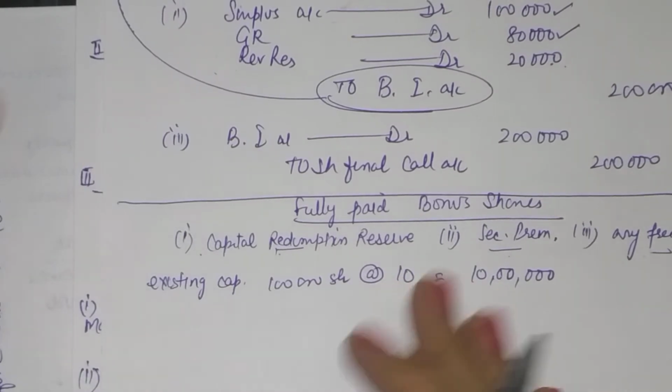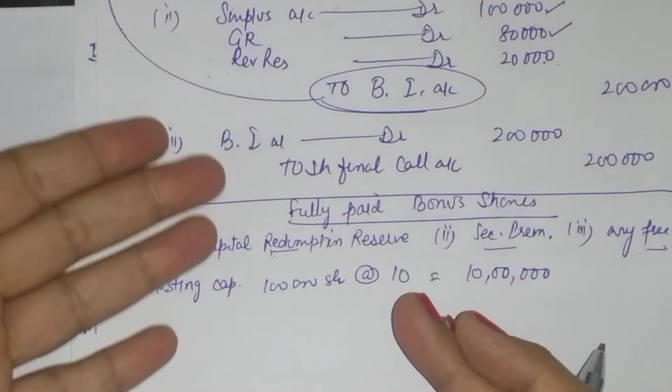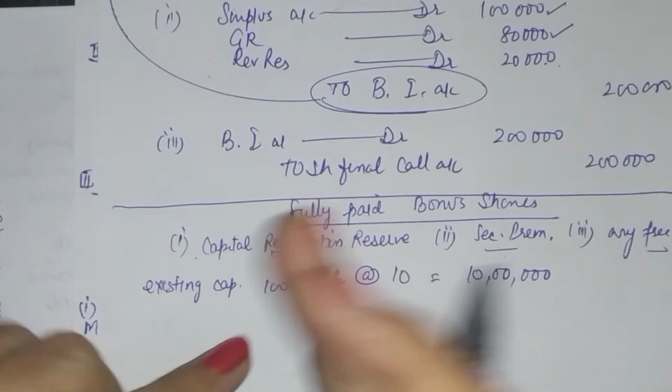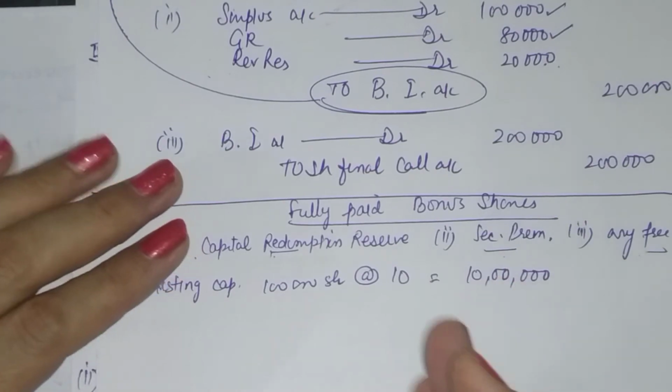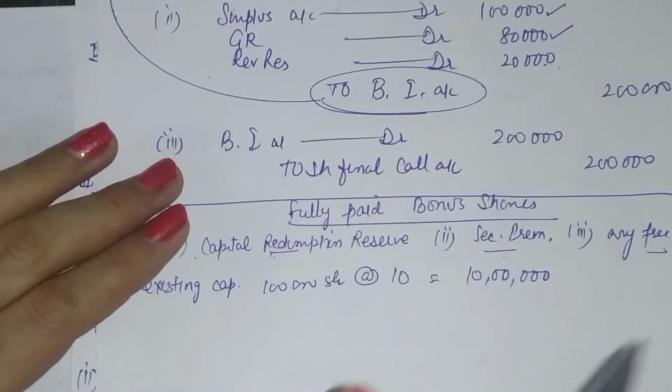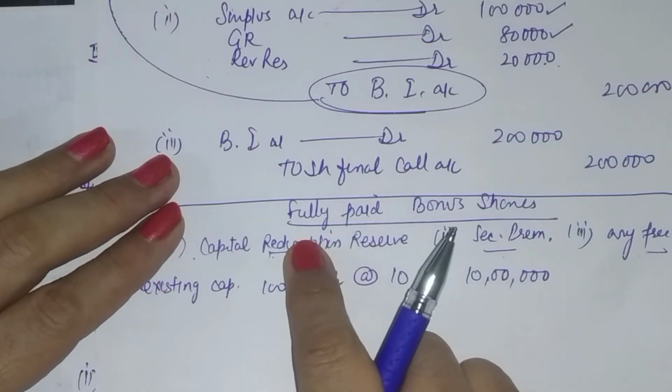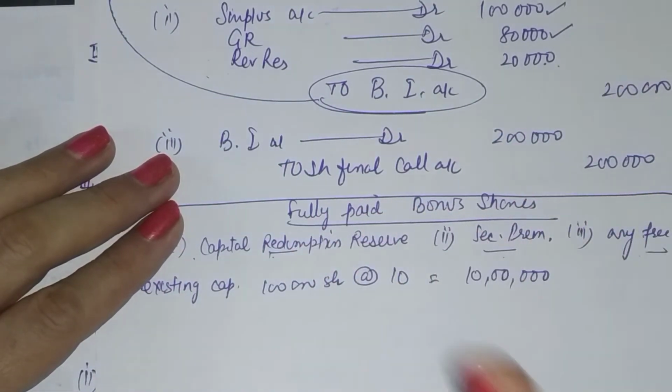So if you have 2 categories of shares, one partly paid and another fully paid, then the bonus issue of fully paid shares will be given for the latter category. And if you have only one category, then you need to first make them fully called and paid, and only then can you go for the issue of fully paid bonus shares.